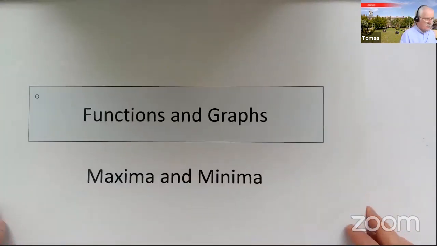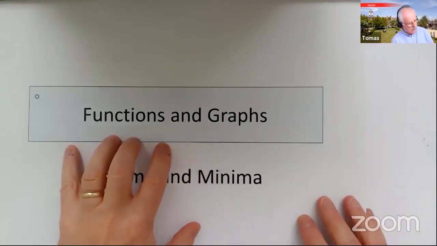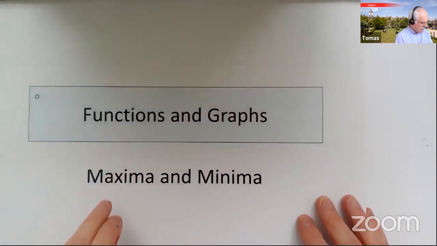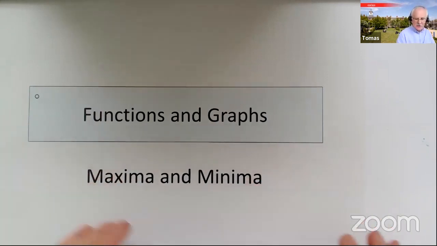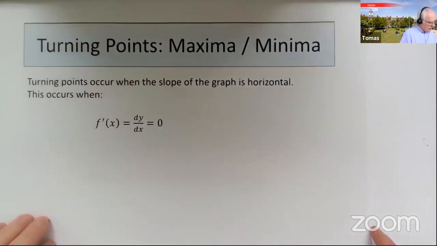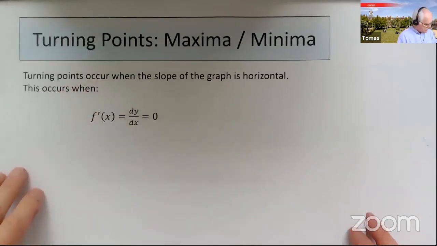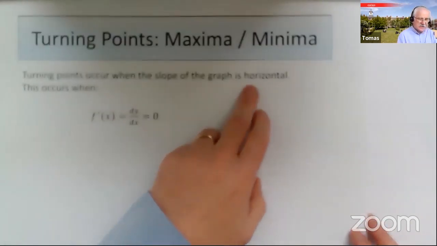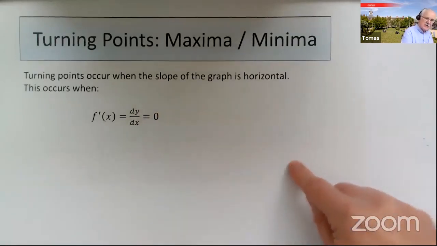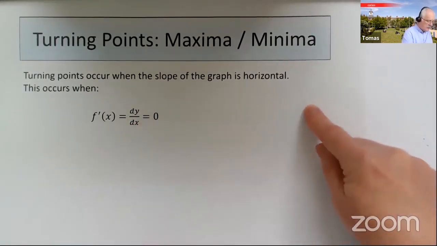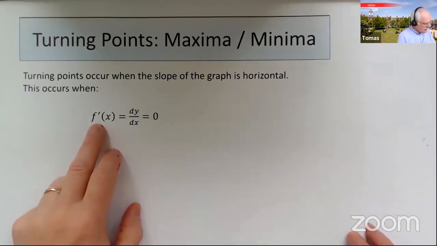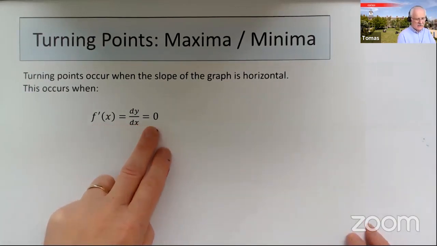But you might also be asked to find it exactly through calculus. And that's where this gets interesting. So we're on a topic called functions and graphs, another box, another rectangle, maxima and minima. So what we're looking at here is turning points, and we're looking here is when the slope is horizontal. So the curve changes or turns. The slope is 0. So here we've got f dash x and dy dx is 0.